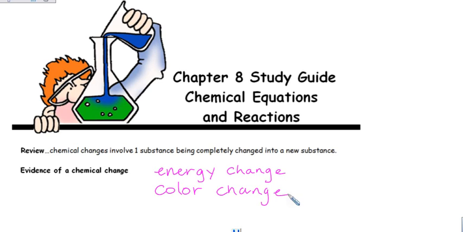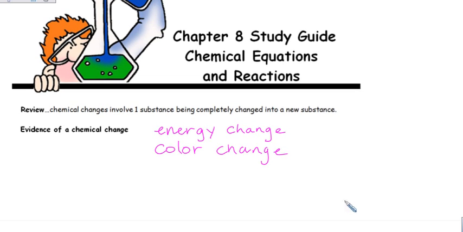Now, sometimes the color change is kind of tricky, because it could be the result of a new product, and the new product has new properties, and one of those new properties is that it's a different color. Or it could just be that you made a mixture. Like if I had a yellow solution and a blue solution, I could mix them together and get a green solution. And then we kind of have to ask ourselves, is this color change resulting from the formation of a new product, or is it just that we made a mixture?